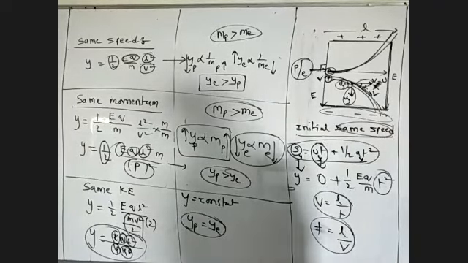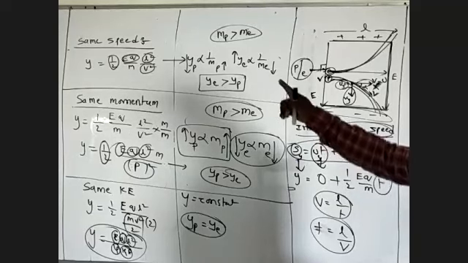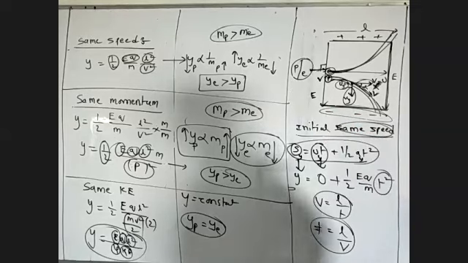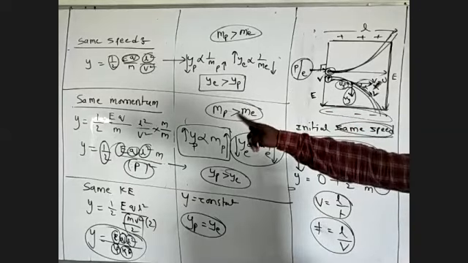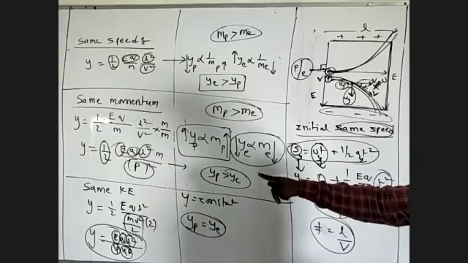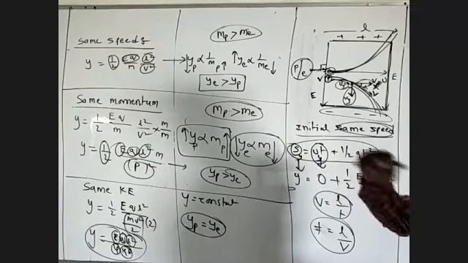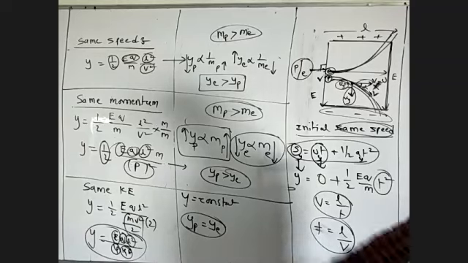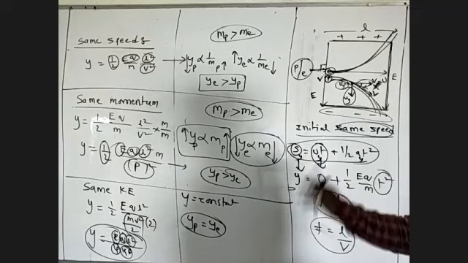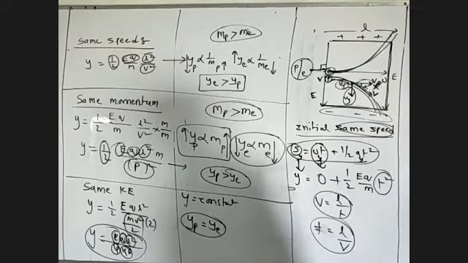Same speed means displacement of electron is greater than displacement of proton. Same momentum means displacement of proton is greater than displacement of electron. Same kinetic energy means displacement of proton is equal to displacement of electron. That is the conclusion.